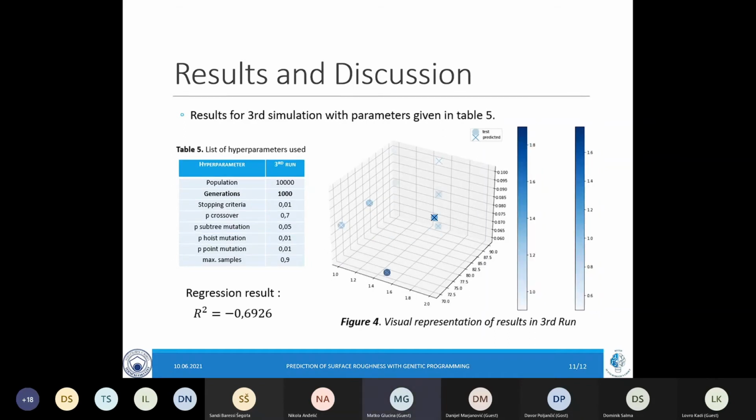In this case, we used a number of 1000 possible generations, and we got an R² value of 0.6926, which means that we got an even worse result than the last 2 cases. We can also see it in colors, like in figure 4.